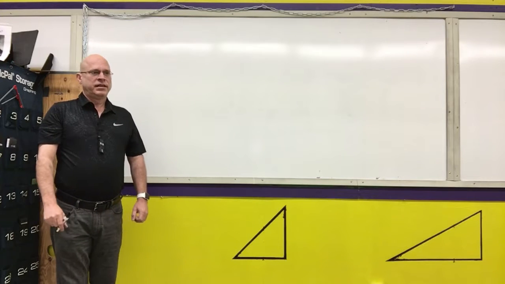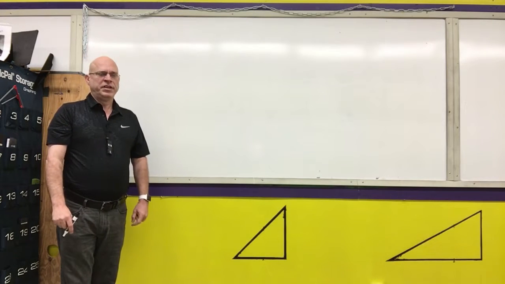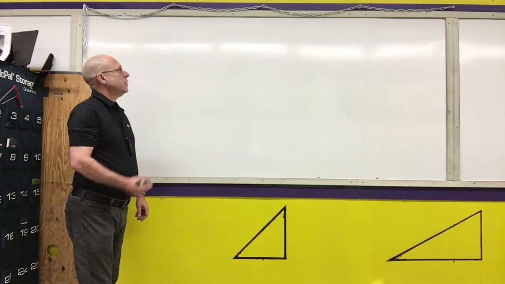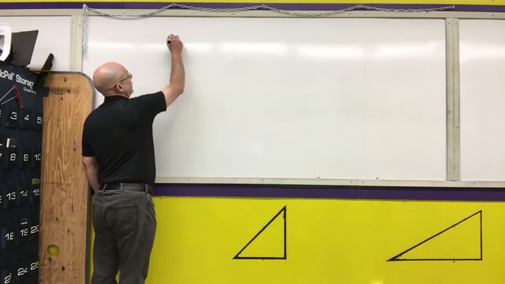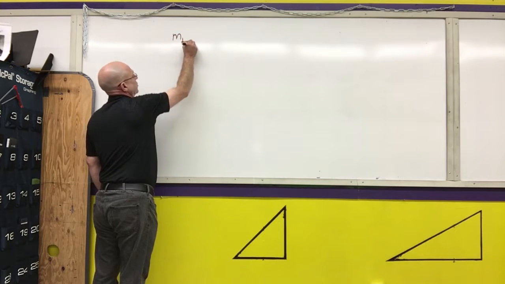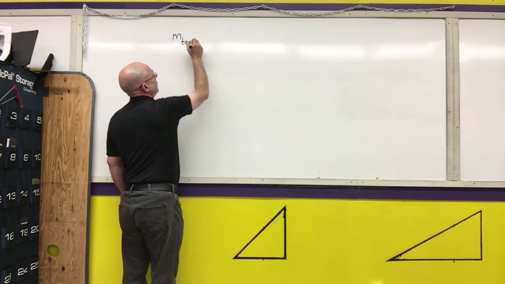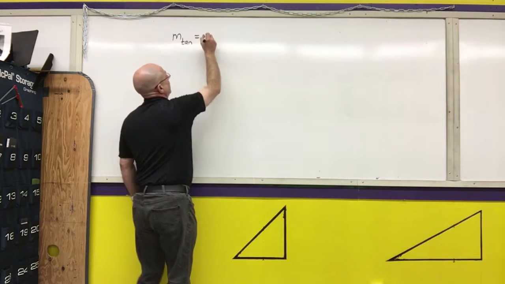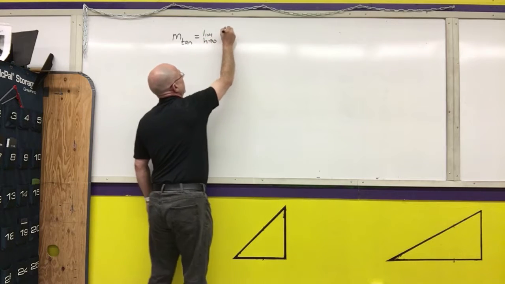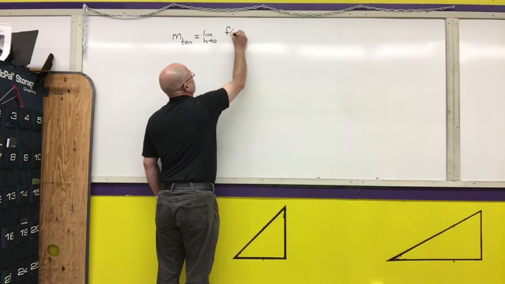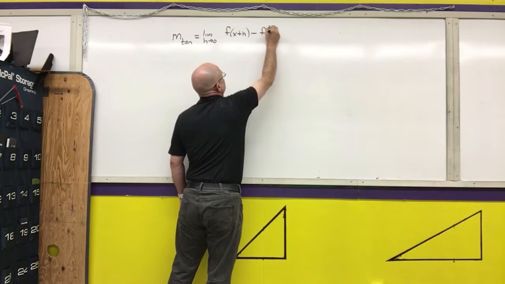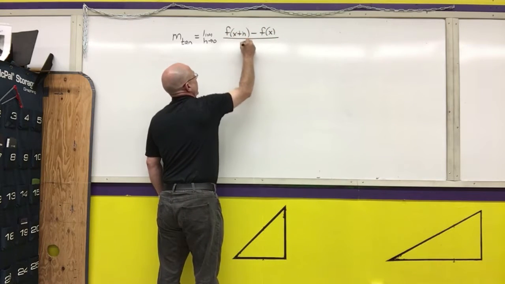The last thing I want to discuss for our introduction to derivatives is different ways that we denote the derivative of a function. Right now, we have said that the derivative of a function is the slope of the tangent line of the function, which is equal to the limit as h approaches 0 of f of x plus h minus f of x all over h.